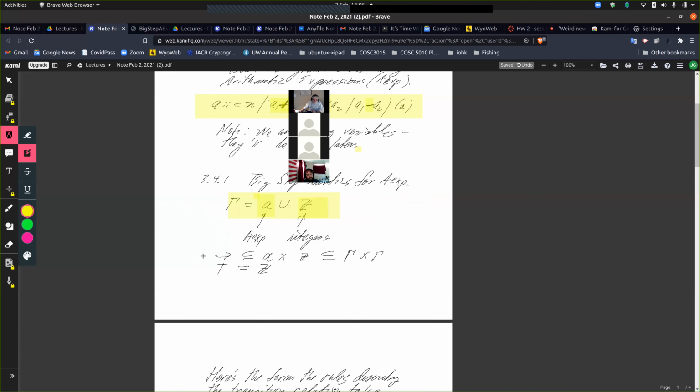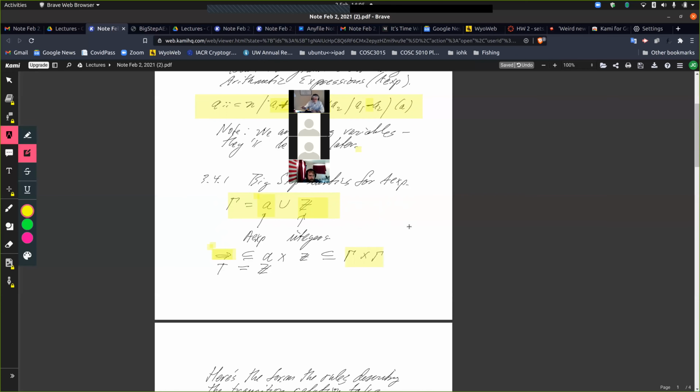So remember, we need this arrow thing to be a subset of gamma cross gamma. But gamma is the union of those things. So A is a subset of gamma, and Z is a subset of gamma. So that means A cross Z is a subset of gamma cross gamma. So arrow is something of the right form.